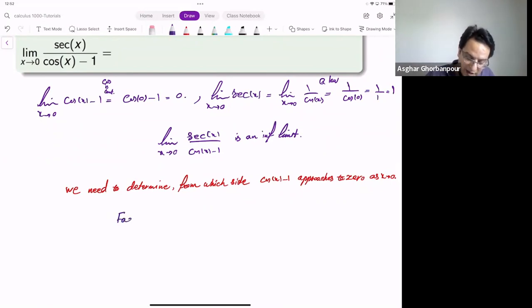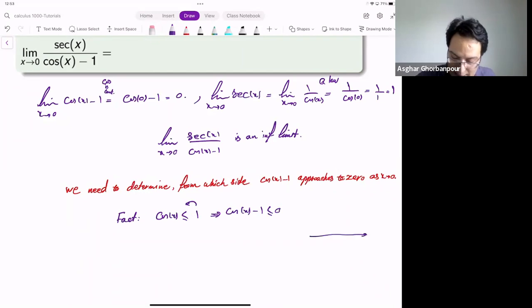Here, I will use a very well-known fact. Sine and cosine are never bigger than 1 and never less than -1. So cosine of x is always less than or equal to 1. This means that I can bring this 1 to the other side. So cosine of x minus 1 is always negative. You can see that in the graph of cosine, actually, because the graph is something like this, and while this is the value 1, cosine is always below 1. It means that cosine x minus 1 is going to be negative. Not only around 0, it's always negative.